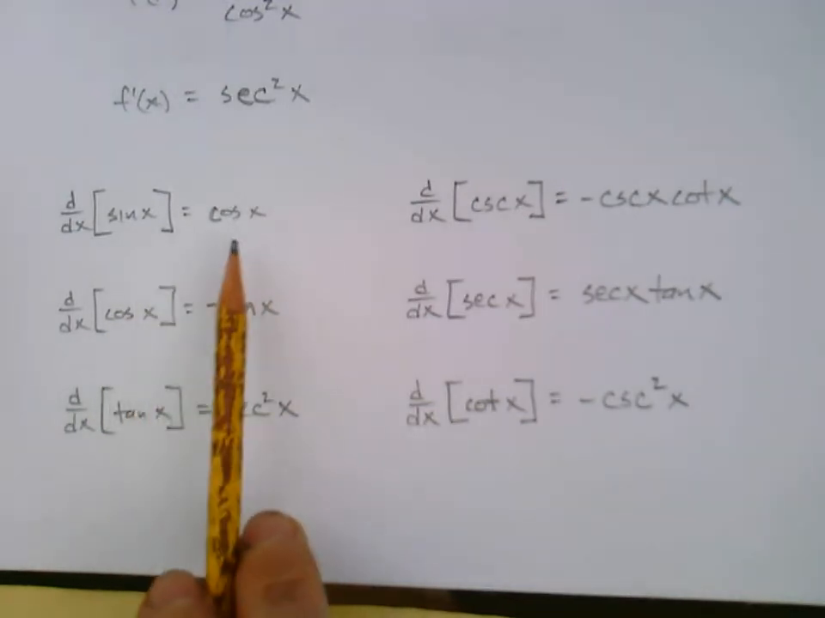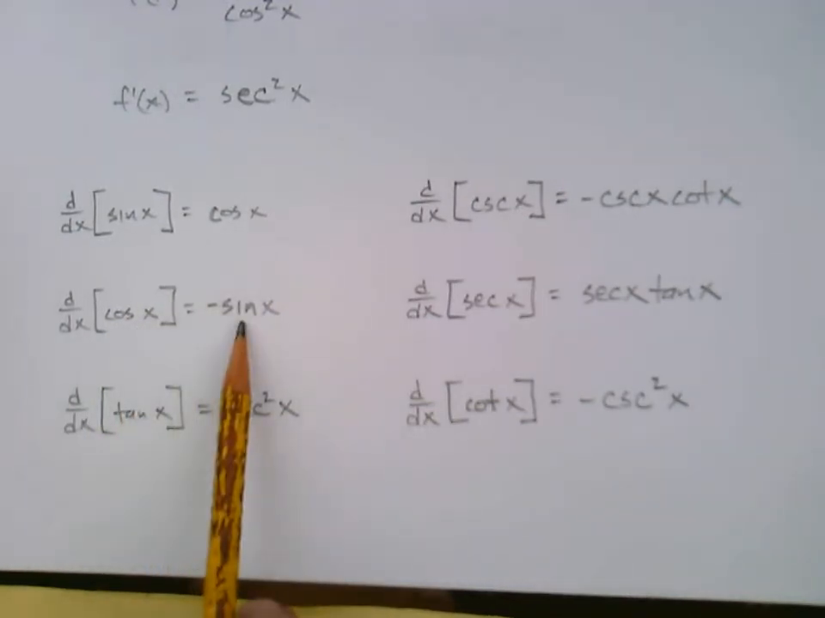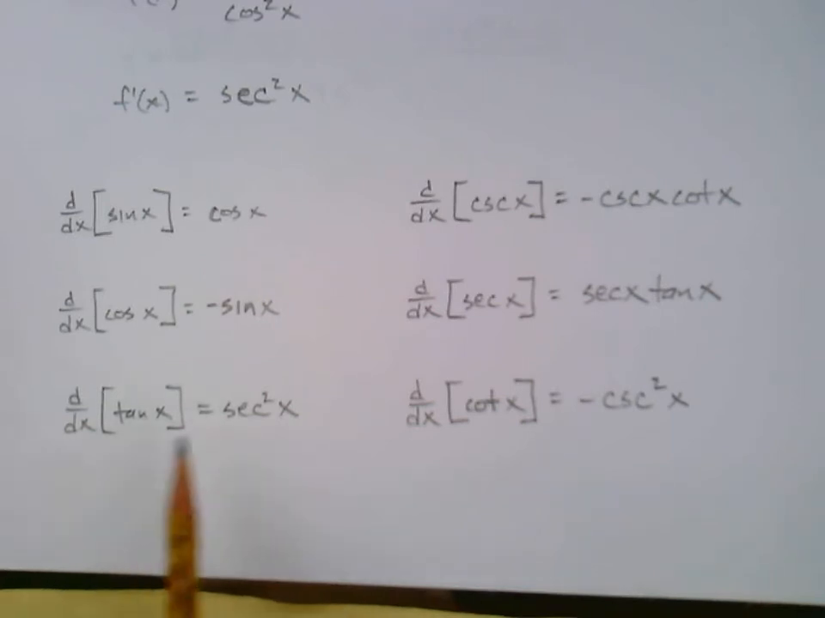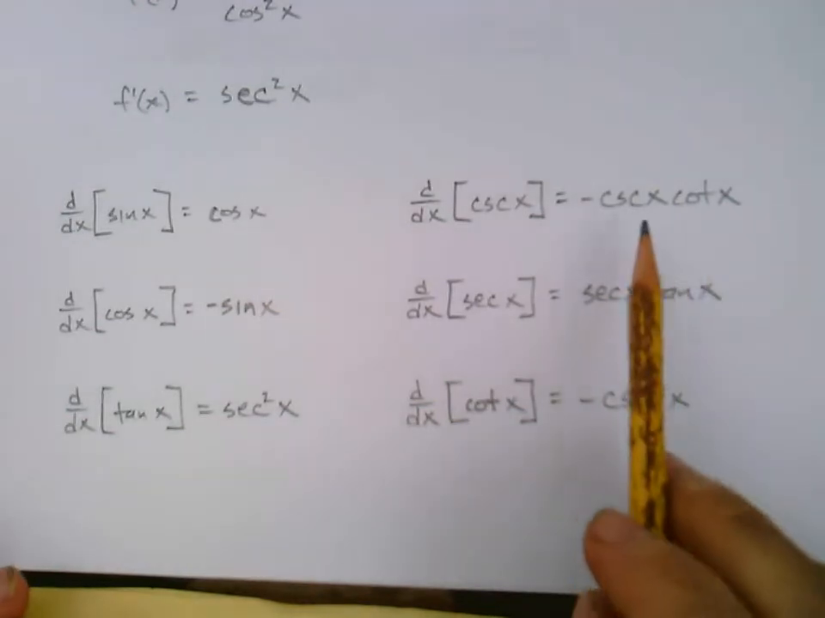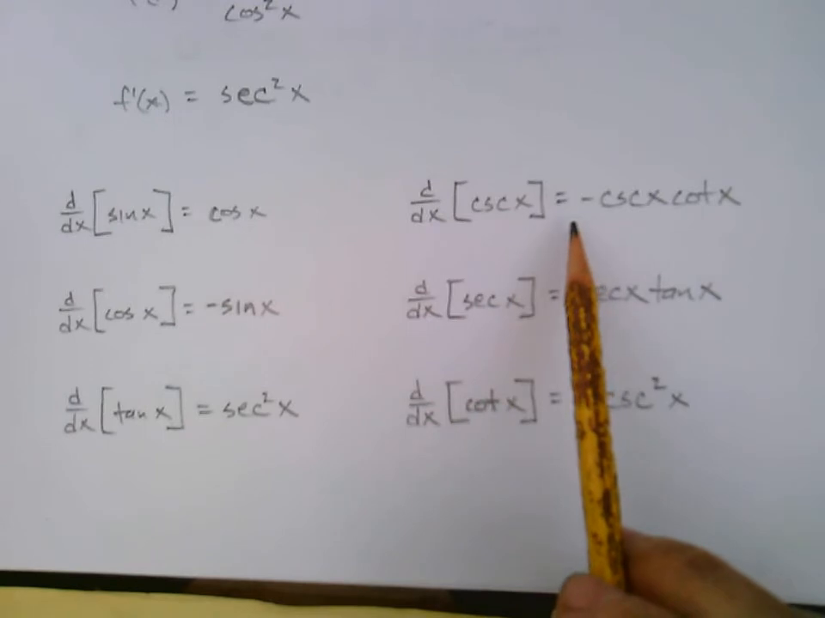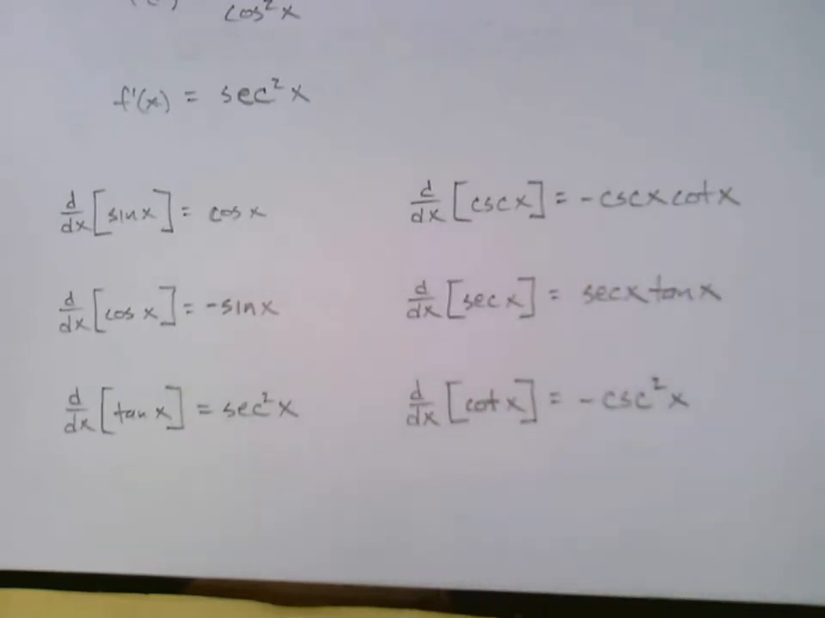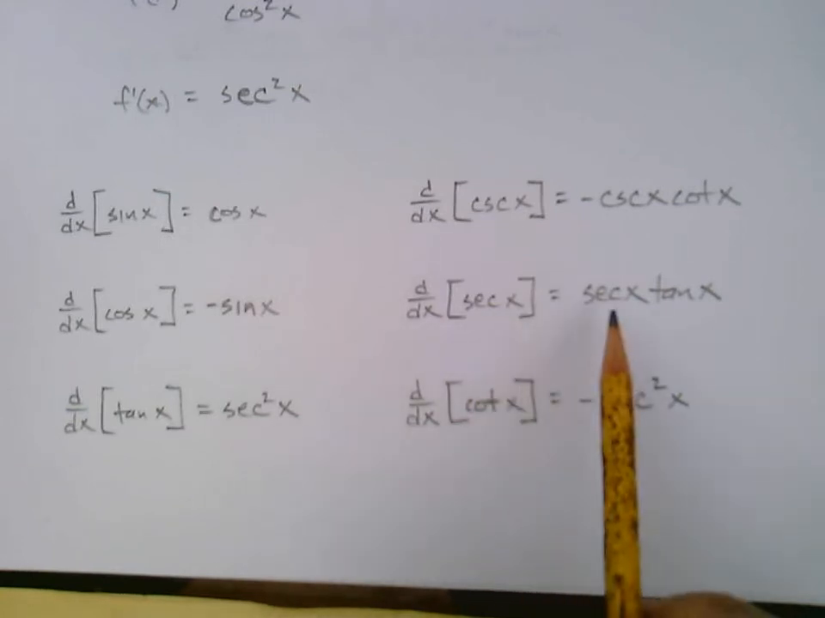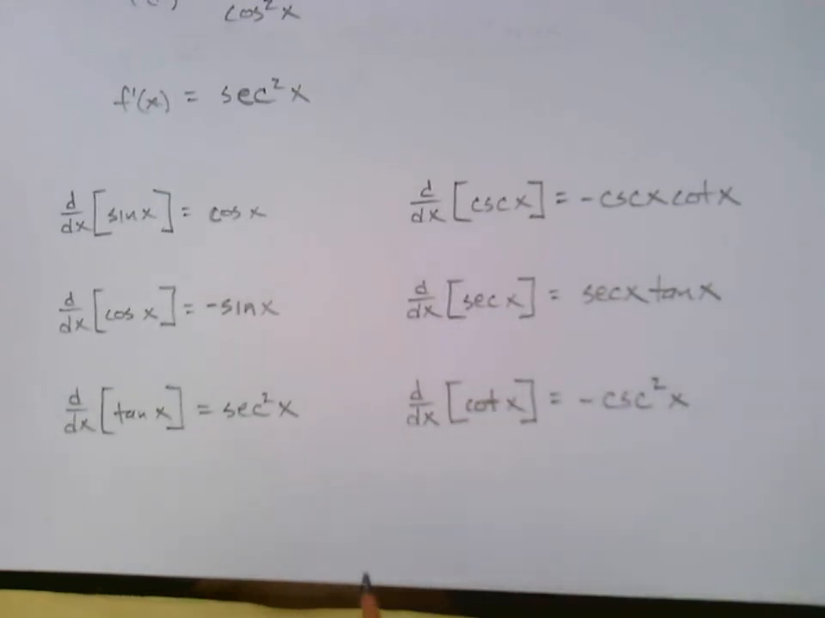Right, we know derivative of sine x is cosine x, derivative of cosine x is negative sine x, and we just learned the derivative of tangent x is secant squared x. So what are the other 3? There are a little bit more to them, like there's 2 parts. The derivative of cosecant x is negative cosecant x cotangent x. Okay. The derivative of secant x is secant x tangent x. And the derivative of cotangent x is negative cosecant squared x.